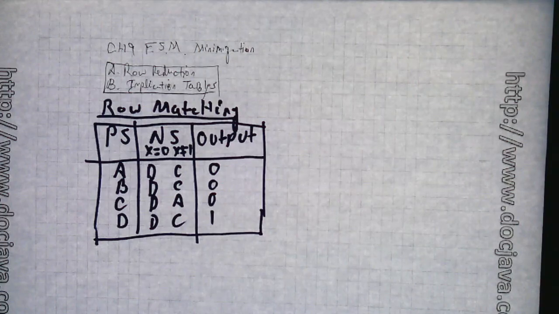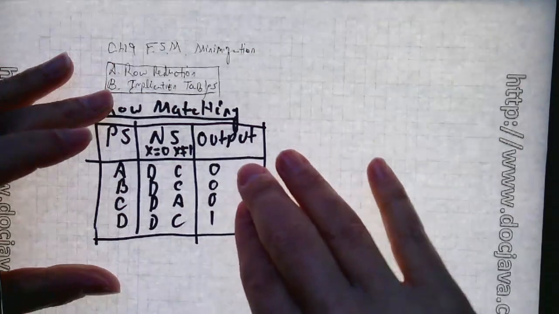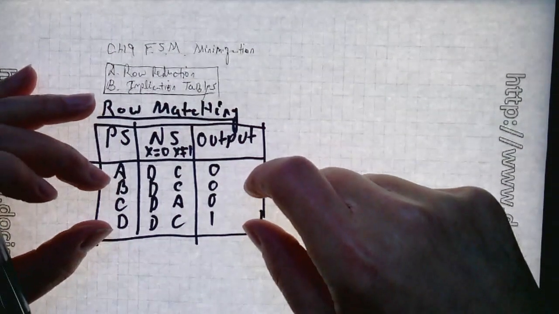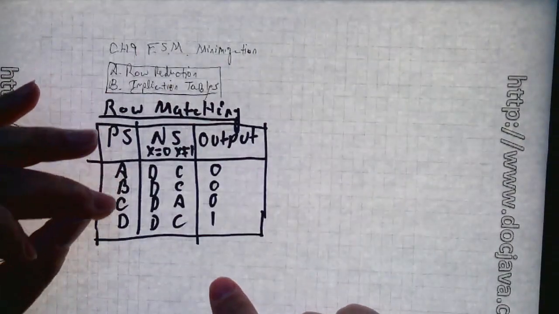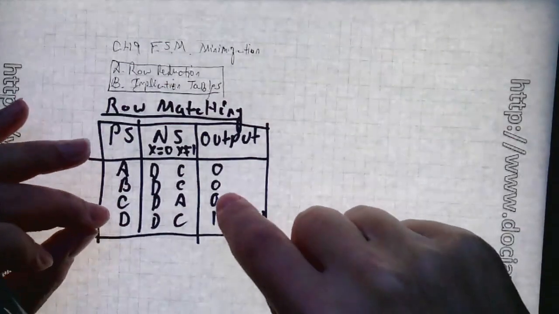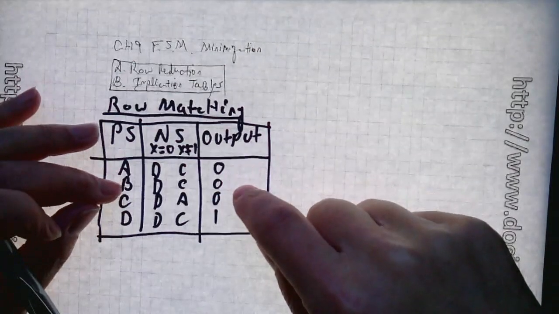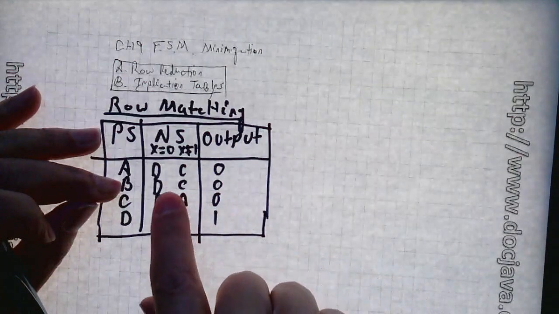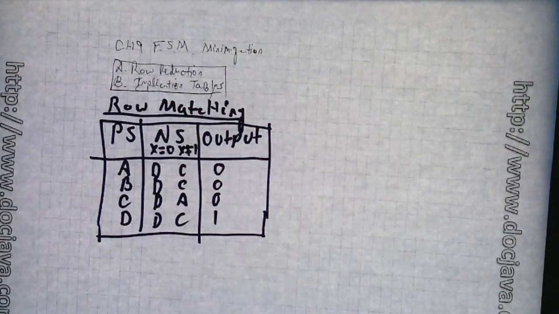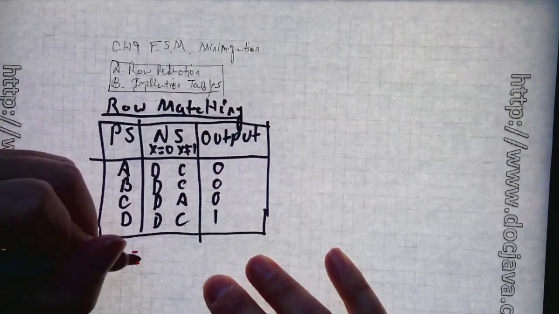So I'm switching colors now, and I'm going to come up with some rules. If the outputs are different, then the rows are different. They're not equivalent states. So state A is not equivalent to state B because the outputs are different. B is not equivalent to D. C is not equivalent to D. But maybe A is equivalent to B, and it is, because the outputs are the same and the next states are the same. So let's change the color so you can see what's going on. You say that A is equivalent to B.